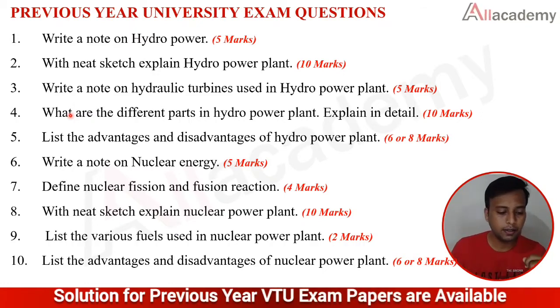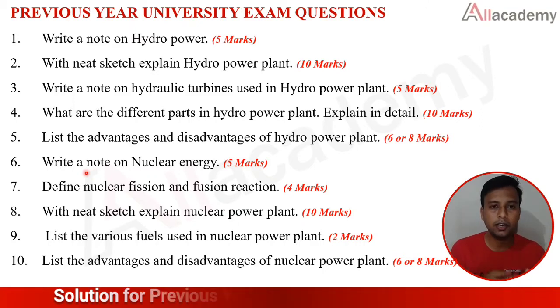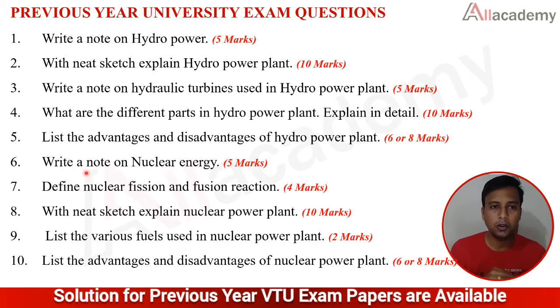Next, when it comes to nuclear, write a note on nuclear energy. You can write what nuclear energy is, how nuclear energy is helpful, then what a nuclear fission reaction is and what a fusion reaction is, and explain it. This will be for 4 to 5 marks.